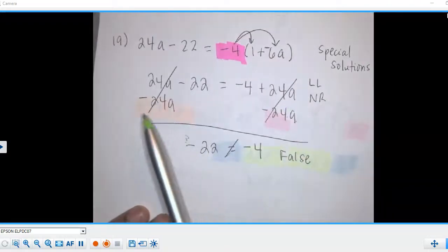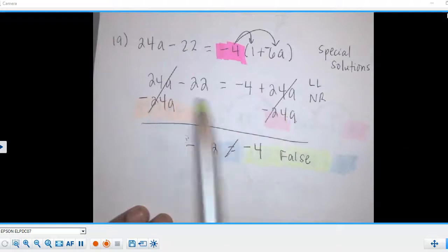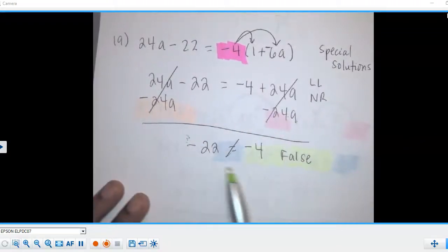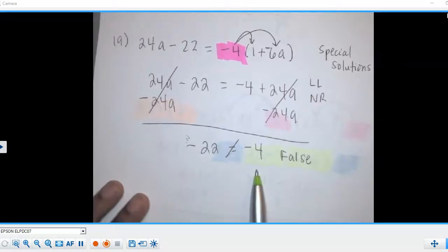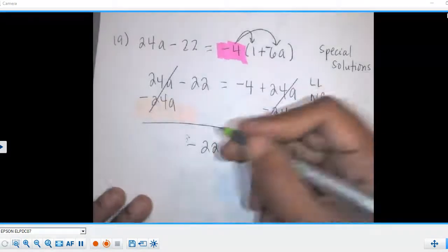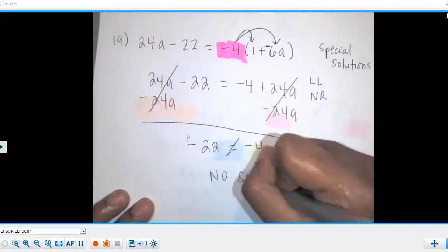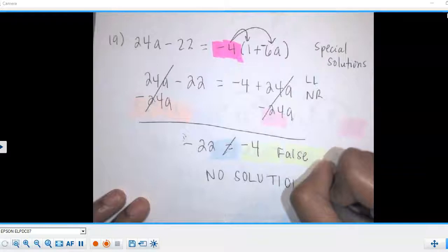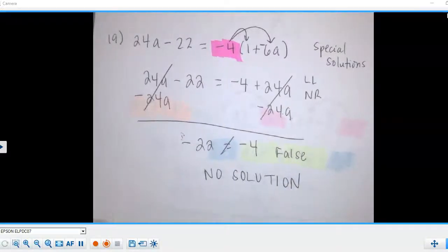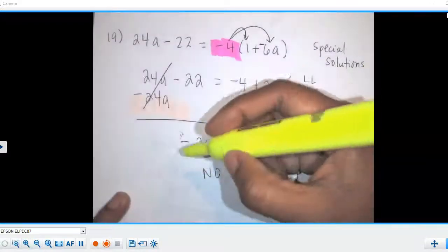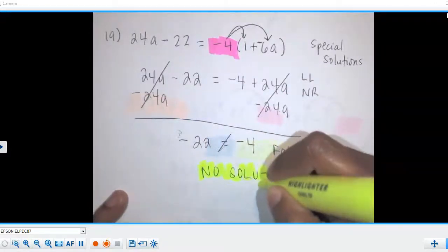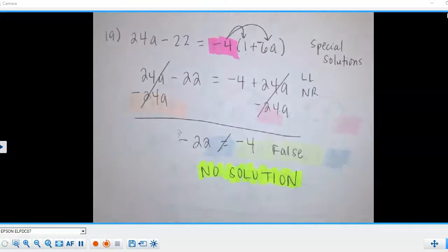So therefore, don't worry, I know it freaks you out, but the a is gone. There's no more variable. But when you're left with the numbers, look and see if they're equal. And in this case, they're not equal. This is a false statement. So the answer to this is no solution. No solution. Again, no solution, because when we cancel everything out, we don't get a true statement. So we're going to be talking about that on Monday.